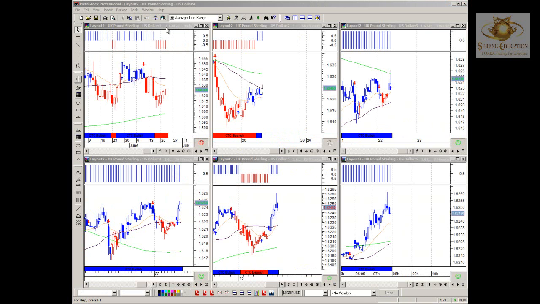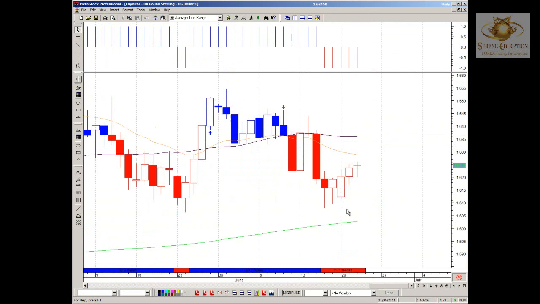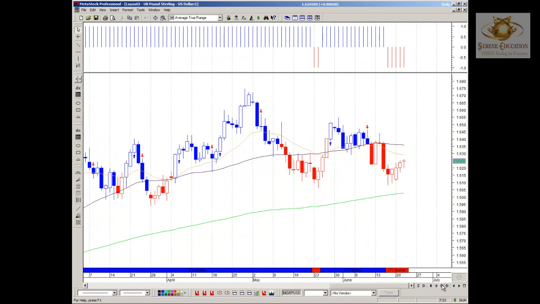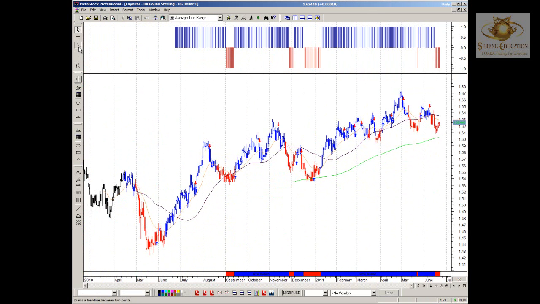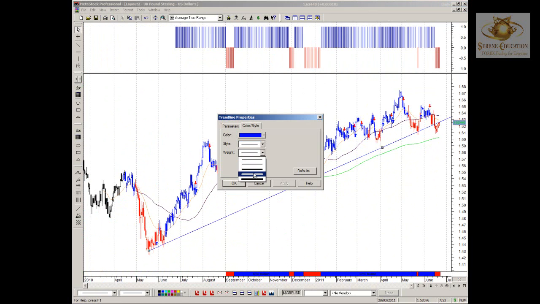On to sterling against US dollar, good old cable. Let's have a look at daily. Here again, as with its counterpart, this pair, you'll notice we're in a major uptrend. However, you'll notice that just recently, I'll just make it nice and thick so you can see it, the uptrend.